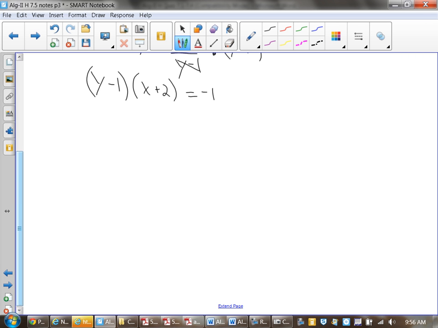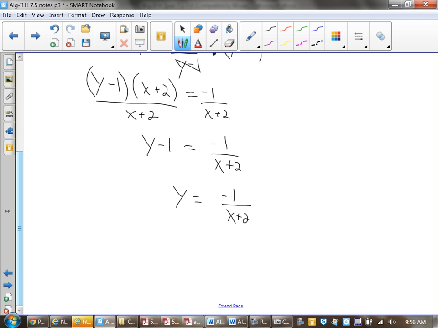From here, before I do anything, how do I move the x plus 2? Divide it out. So now I have y minus 1 is negative 1 over x plus 2. And then lastly, what do I move? The 1. So your final answer is y equals negative 1 over x plus 2, all plus 1.